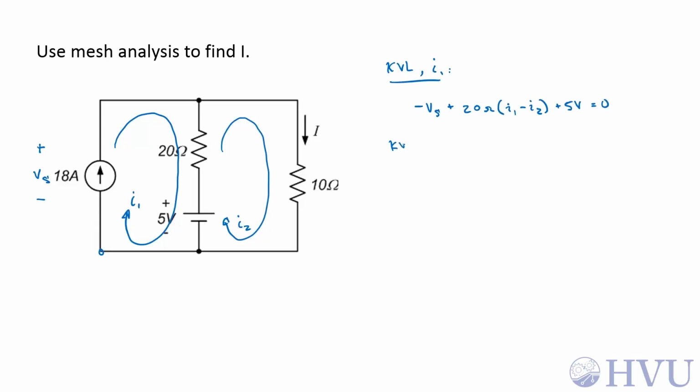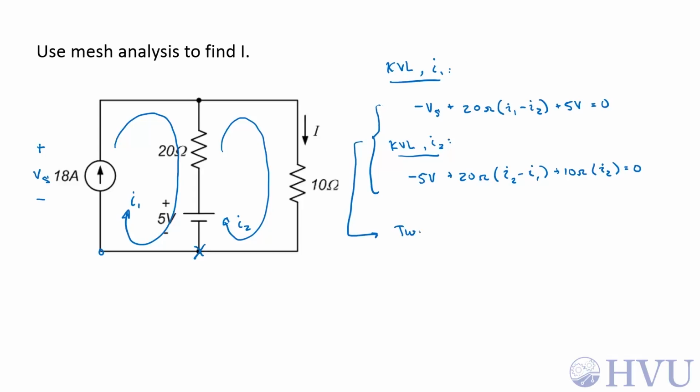Now let me do KVL around loop 2. If I start down here, I see the negative terminal of the 5-volt source first, plus 20 ohms. My currents through that are going to be I2 minus I1, and then plus 10 ohms times the only current through the 10 ohm resistor, which is I2. That sums to 0.